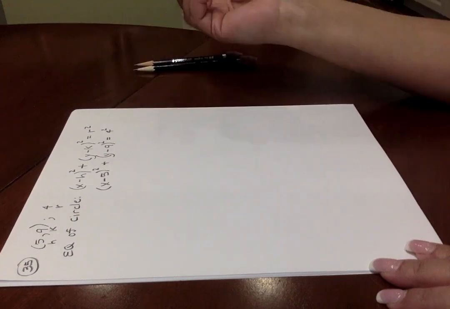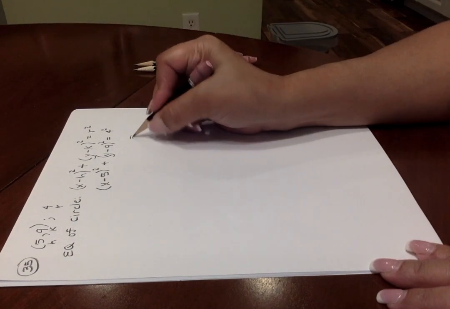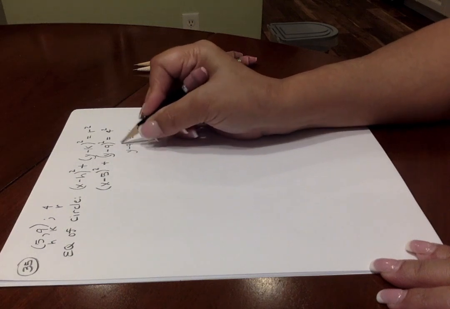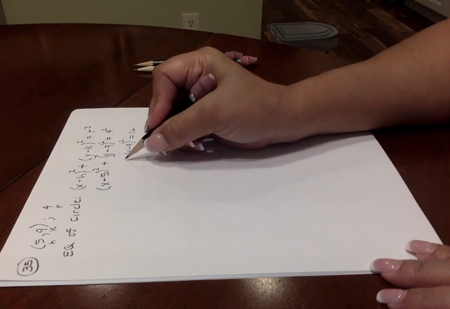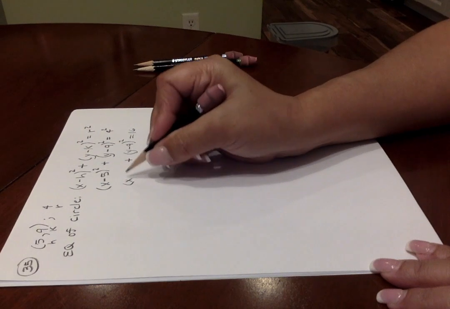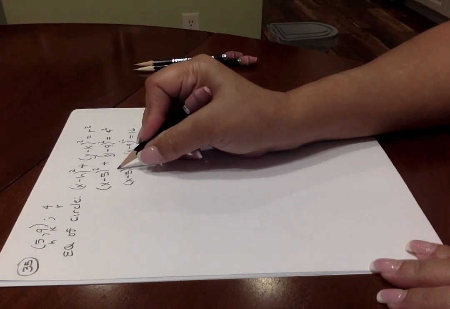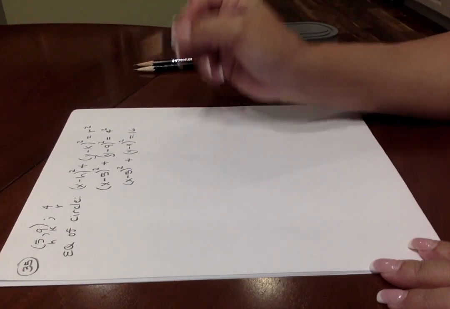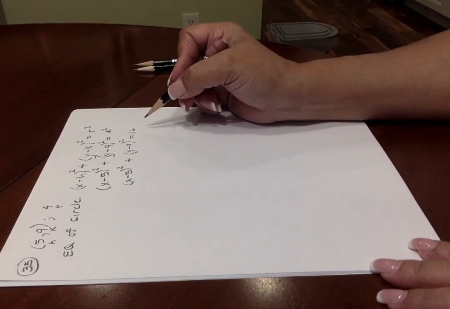If there were any double negatives in here, you could clean that up. About all you can do to this one is square out the radius. You are not expected to FOIL out this y minus 9 nor the x minus 5. So this would be the equation of the circle. Center at 5,9, radius of 4.